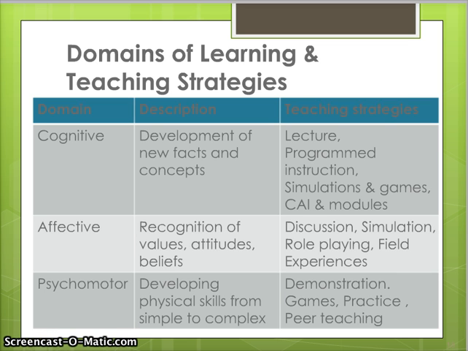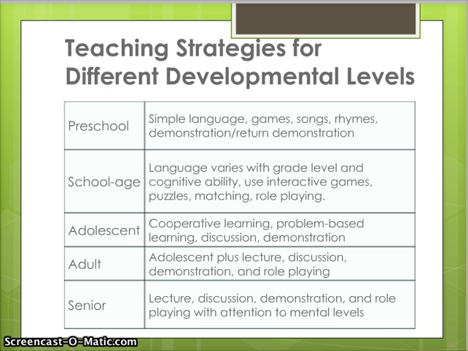The next few slides, I'm not going to go over every particular thing, but they do refer back to some of the theories that you've had, and then what are the kinds of teaching strategies you would use. So, for example, for affective learning, you have a recognition of values, attitudes, and beliefs. So how will you teach to help with affective learning? Through discussion, through role playing. When you're making a teaching plan, think about these particular factors as you choose strategies.